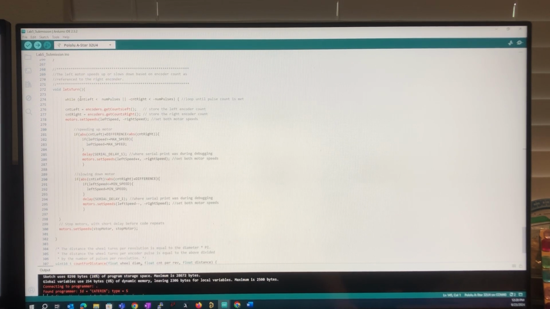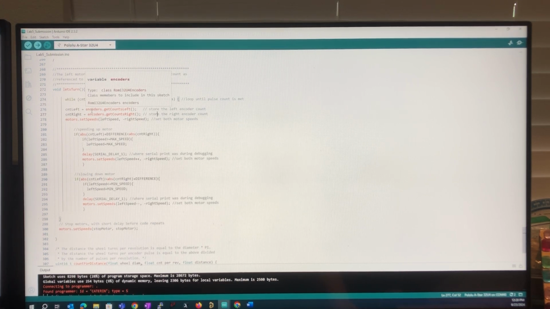Let's turn. Similarly here, we have a while condition. If the count for the left encoder is less than the number of pulses we need, or if the negative right is less than the negative pulses. And it's not negative, it's just that we're reading the pulses, it's coming through as negative just because one of the wheels is going the opposite direction.